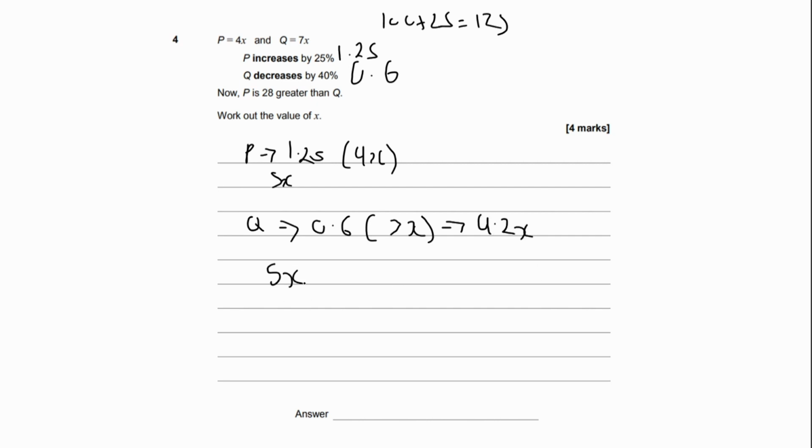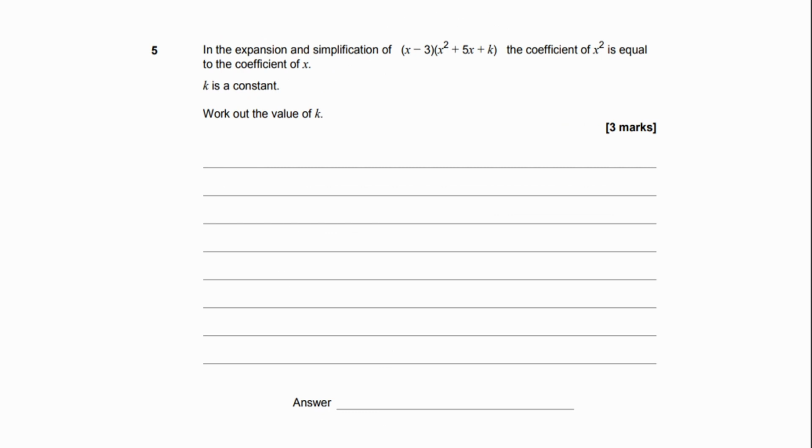And it said that 5x is equal to 4.2x plus 28, which gives us 0.8x equals 28, and therefore x equals 35. So our answer is x equals 35 for this question.